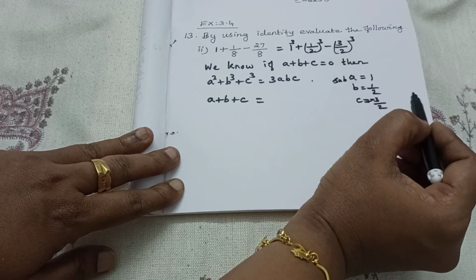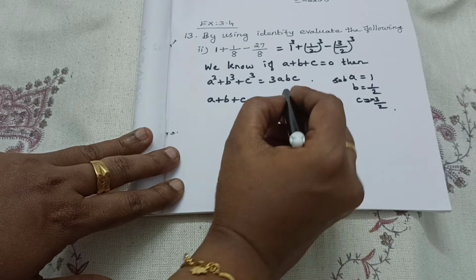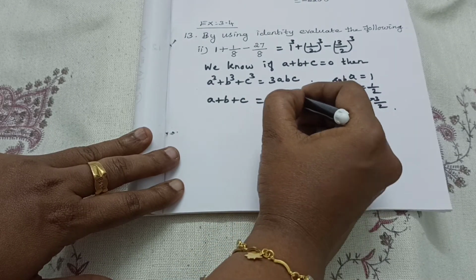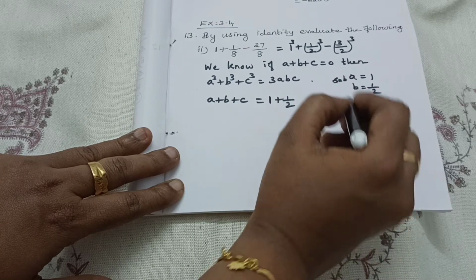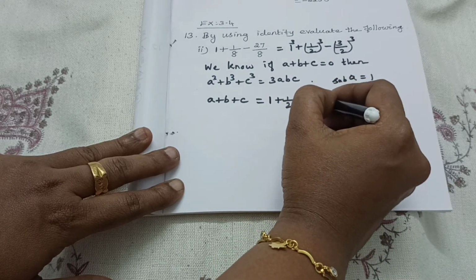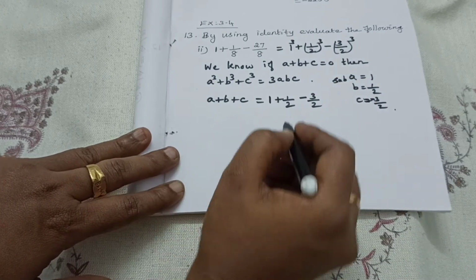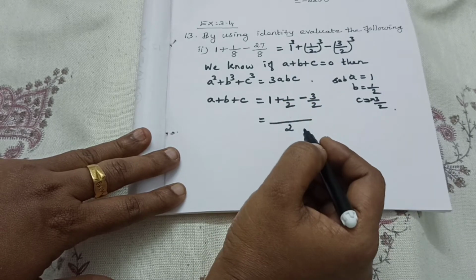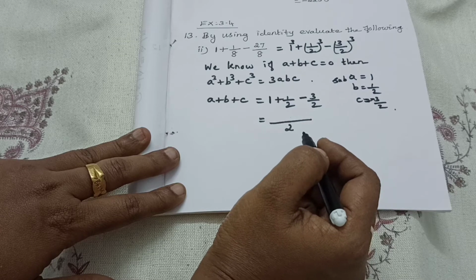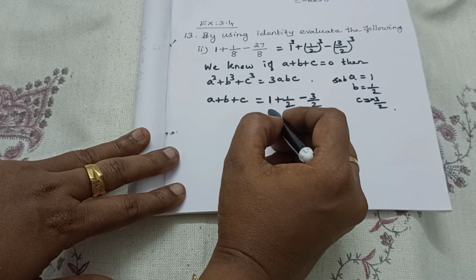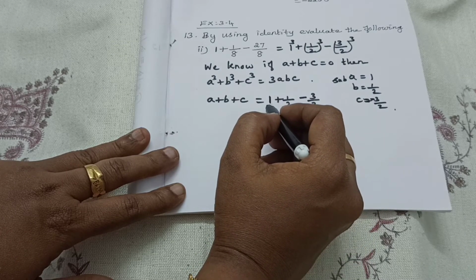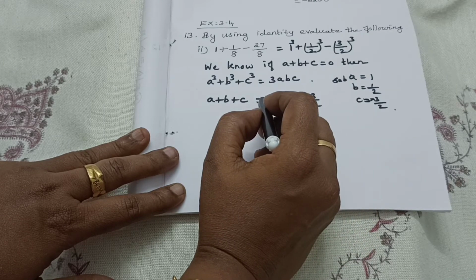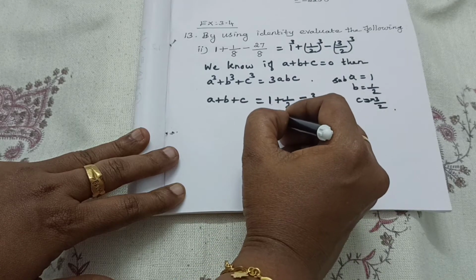Minus 3 by 2. Okay, then shall we substitute 1 plus 1 by 2 then minus 3 by 2. Shall we take the LCM? 2 is the LCM, isn't it? Then here the denominator, nothing is there, so 1. How many 1s are in 2? 2, isn't it? That 2 we have to multiply. 1 into 2 is 2.